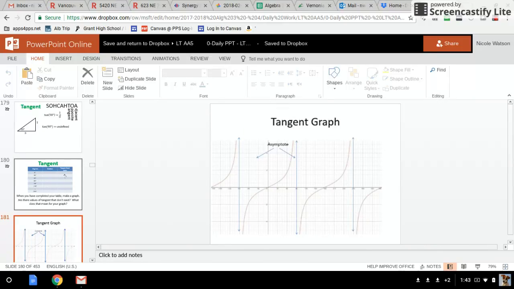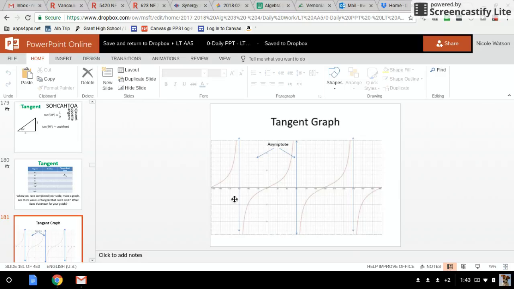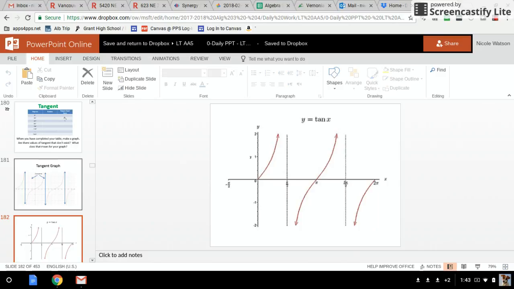Okay, hopefully you've done this. Look at the graph. This is what it's going to look like. Now remember, you don't have this half of the graph. You have here onwards, but look at 90 and 270. You have the asymptotes, and this is what it looks like on your calculator. Now you know the tangent values.